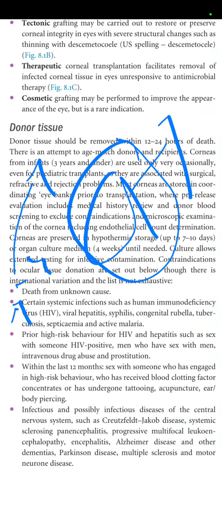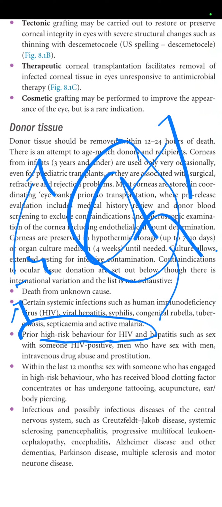Prior high risk behavior for HIV and hepatitis, such as sex with someone HIV positive, men who have sex with men, intravenous drug abuse, and prostitution. So high risk behaviors are also a contraindication for the donor cornea. Within the last 12 months, sex with someone who has engaged in high risk behavior, who has received blood clotting factor concentrate, or has undergone tattooing, acupuncture, ear and body piercing.